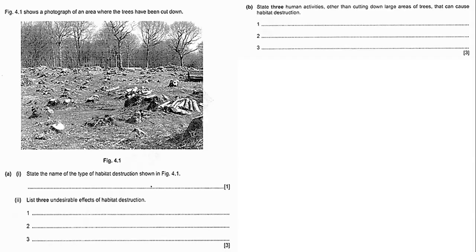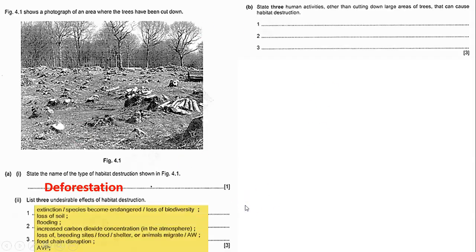Okay, figure 4.1. Again, don't forget to make sure that you're looking at the right figure because the question might have more than one figure. Of an area where trees have been cut down. State the name of this type of habitat destruction. This is deforestation. List 3 undesirable effects of the habitat destruction. Of course, you already know them all, or any of them: extinction, loss of soil, flooding. Any valid point will be accepted.